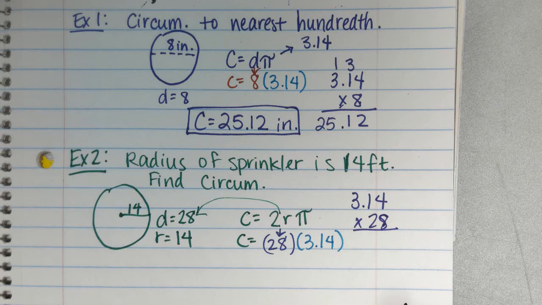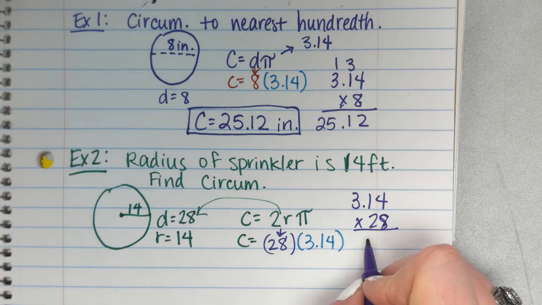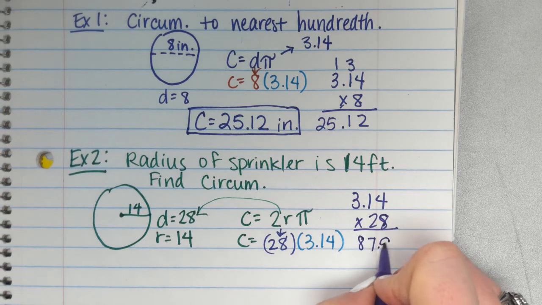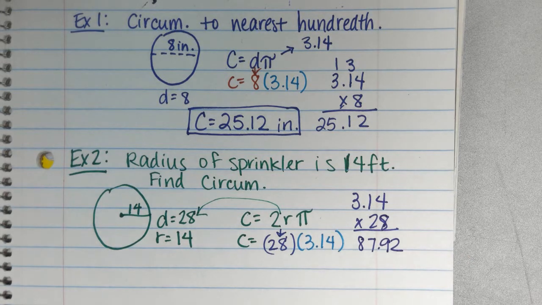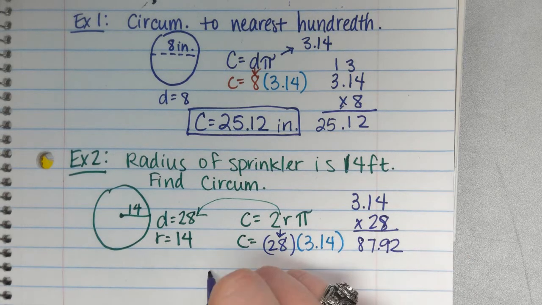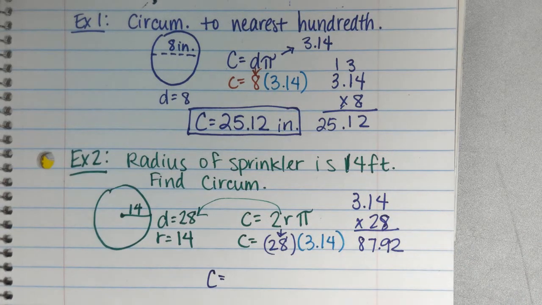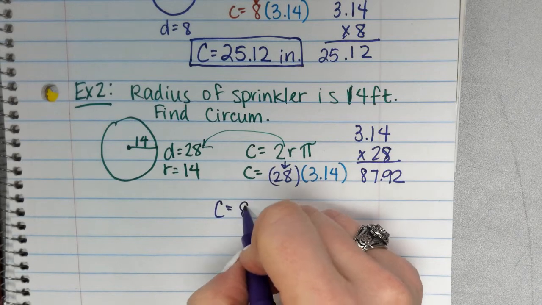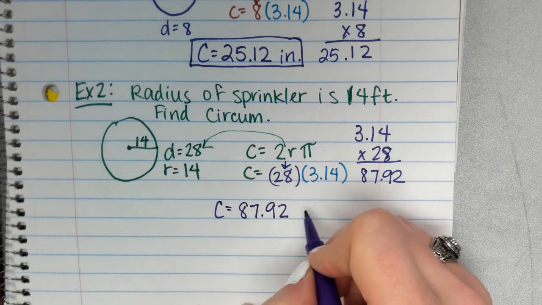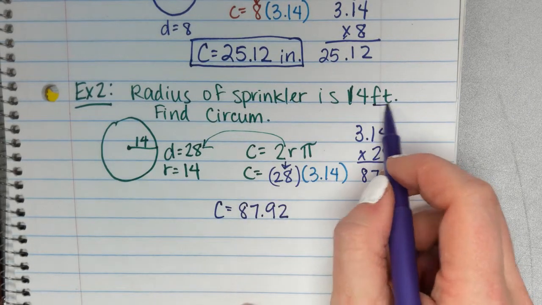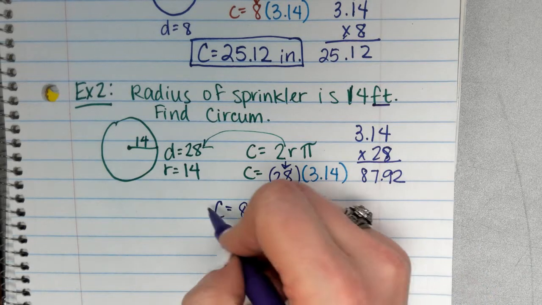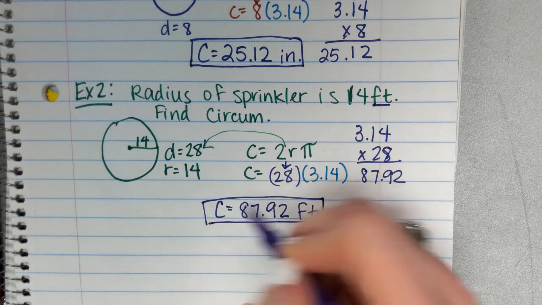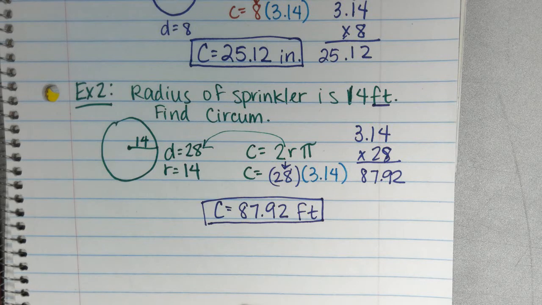And for time's sake, I'm just going to tell you the answer. You could work on that math if that helps you. But you would get 87.92. So down here, we're going to go back and put C equals 87.92. And the unit that we had up here was feet. So we're going to include that in our final answer. Okay?